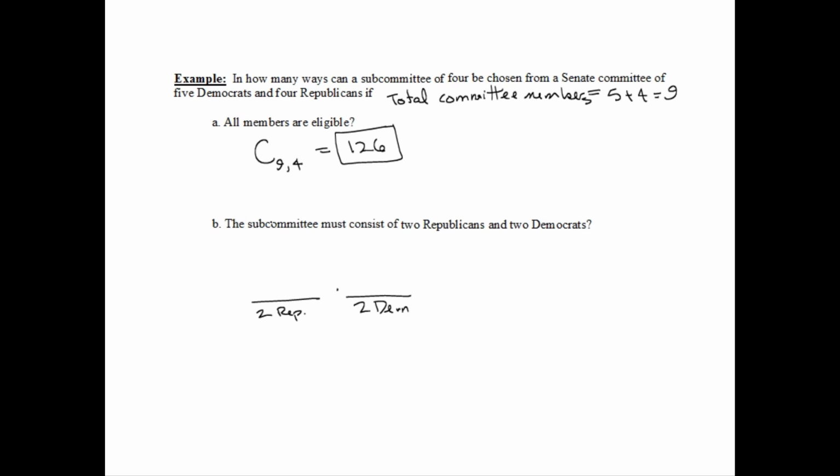So how many ways are there to choose 2 Republicans? Well, we have 4 Republicans to choose from. We're going to choose 2. From the Democrats, we have a group of 5, and we're going to choose 2. And so this should give me 6 times 10, which is 60 possible subcommittees.